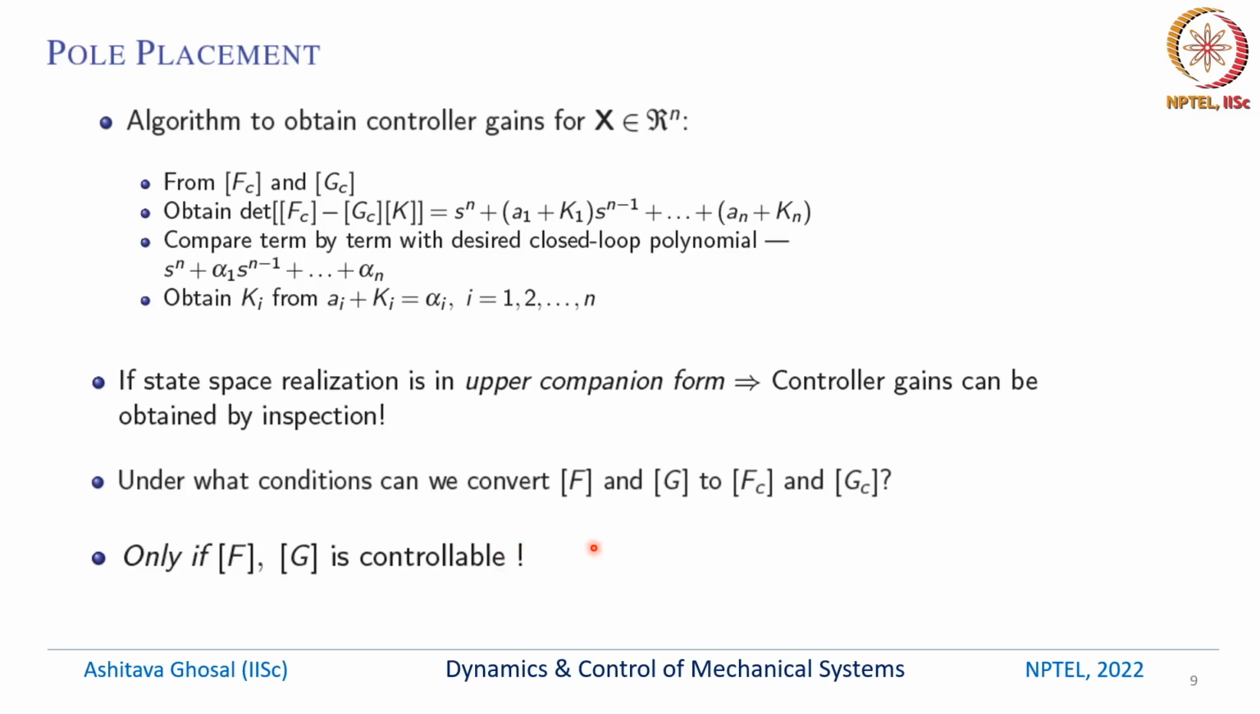And it turns out, and this is very interesting and not very obvious why it should be, that I can convert a state space realization x dot equals Fx plus Gu into x dot equals FC x plus GC u, meaning in the controller canonical form, only if this F and G is controllable.